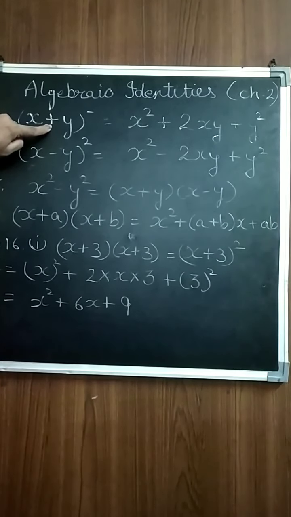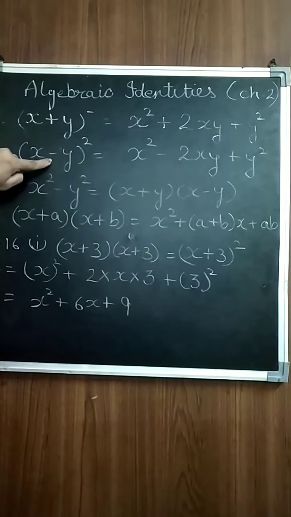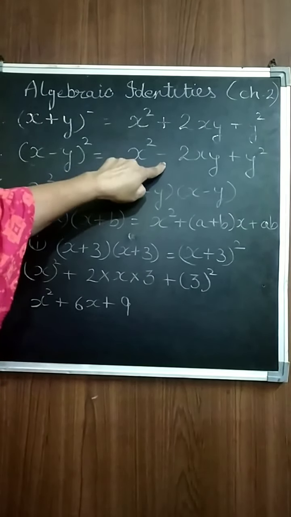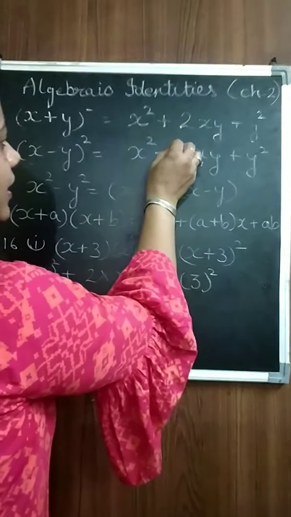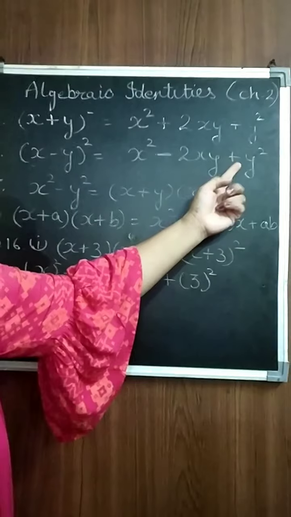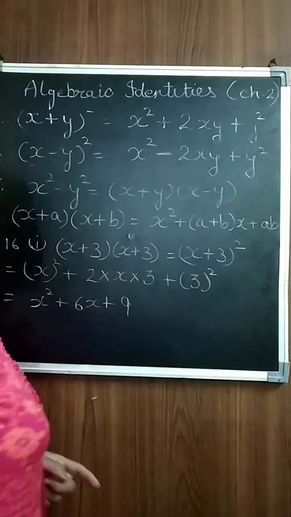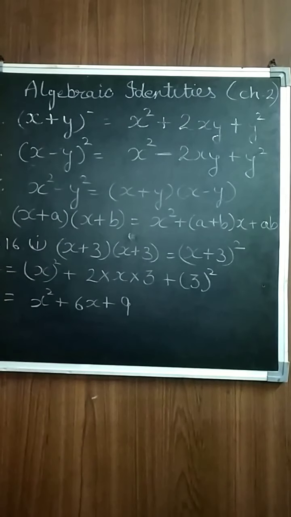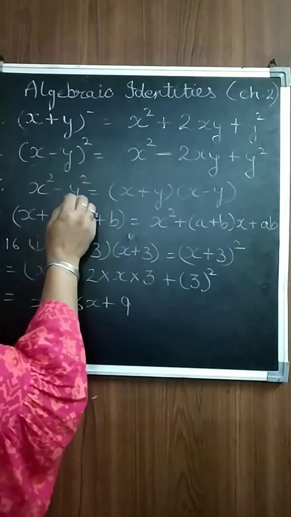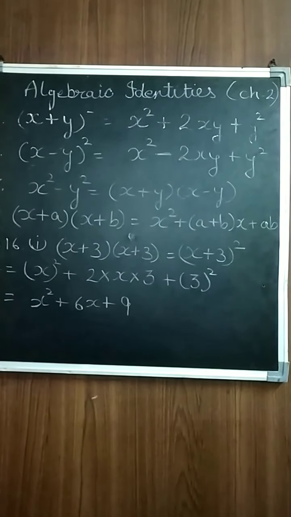What is the difference between this and this identity? Here we have plus signs, all three are plus signs. Here we have a minus sign, and the minus sign is only and only with 2xy, but the y square sign always comes positive. Third identity we have x square minus y square, which is equal to x plus y into x minus y.